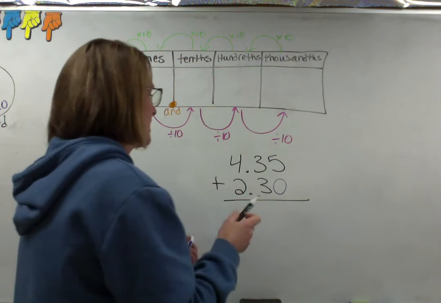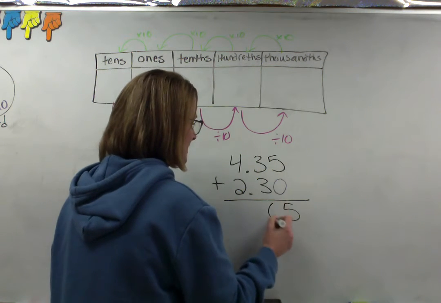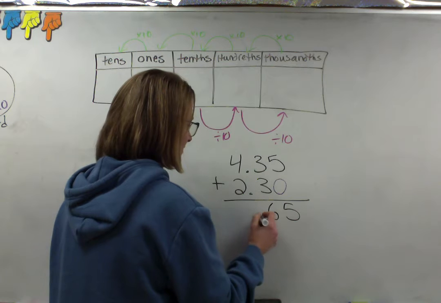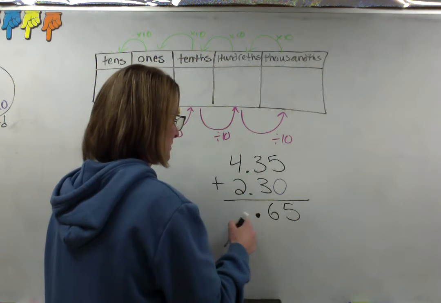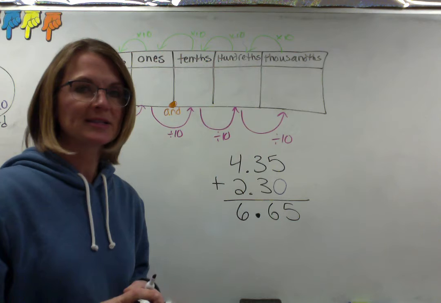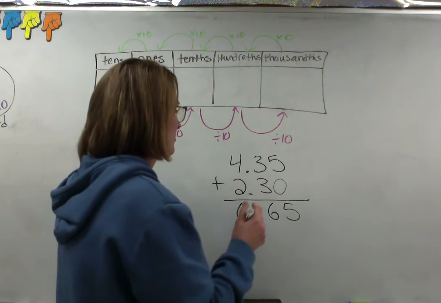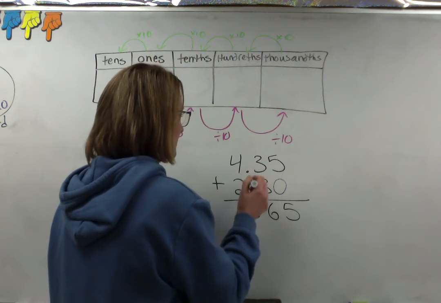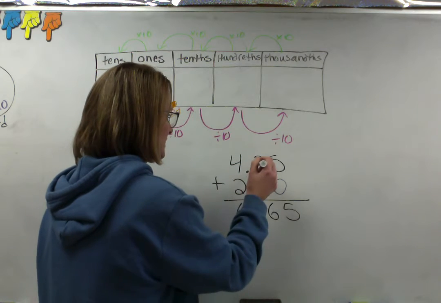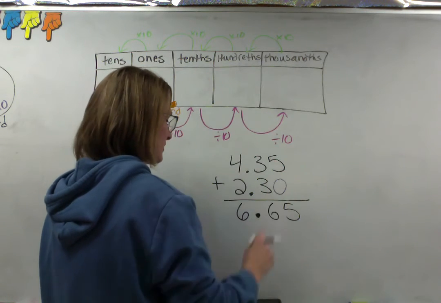All right, and now we add. So 5 and 0 is 5, 3 plus 3 is 6. The decimal comes right down here in between the ones place and the tenths place, and 4 and 2 is 6. So you get 6 and 65 hundredths. And really the important thing to remember is that you need to line up your decimals, line up the ones place, line up the tenths place, line up the hundredths place.